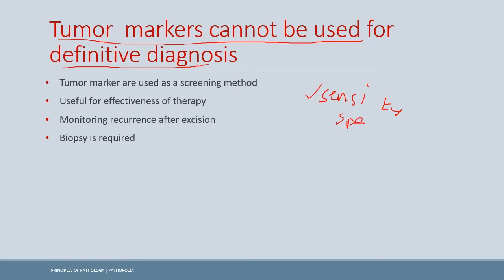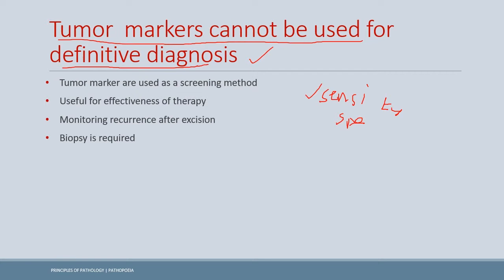So the biopsy is quintessential for the absolute diagnosis. I want to hammer home this message that biopsy is a must. The tumor markers are only useful as a screening method or as suggestive of the tumor, but they are not the absolute diagnostic features.